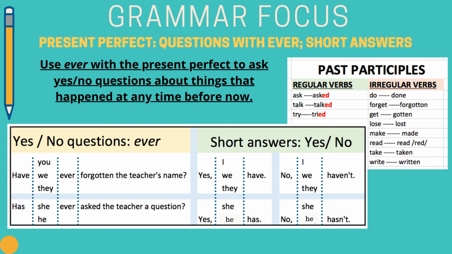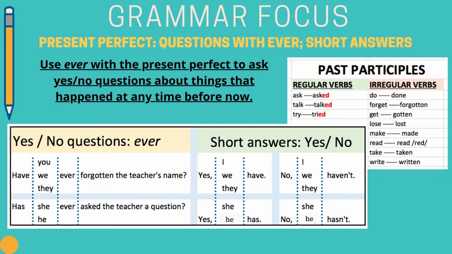ever. Now, once again, look at your pronoun to decide whether you're going to use the verb have with you, we, and they, or whether you'll start your sentence with has, which we would use for the pronouns she and he. Let's go ahead and put this together.